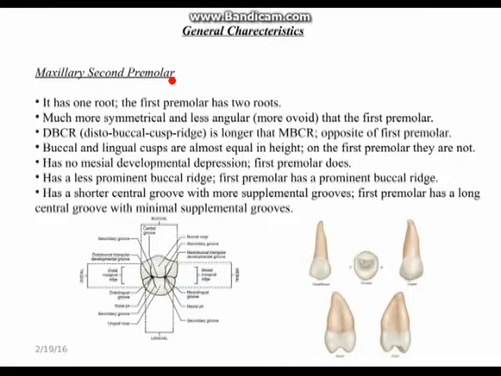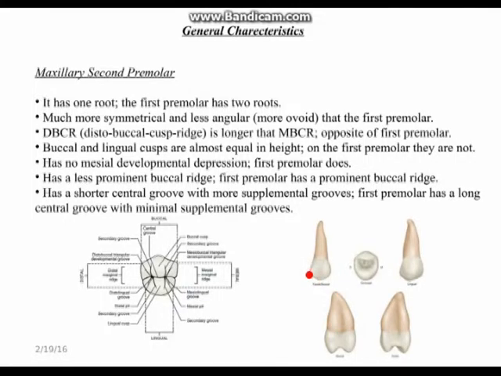So let's move on to the maxillary second premolar. It has one root, unlike the maxillary first premolar, which has two. It's much more symmetrical and less angular, which means more ovoid, than the first premolar. DBCR, which is distal buccal cusp ridge. The distal buccal cusp ridge is longer than the mesiobuccal cusp ridge. So the cusp ridge they mean is this part.